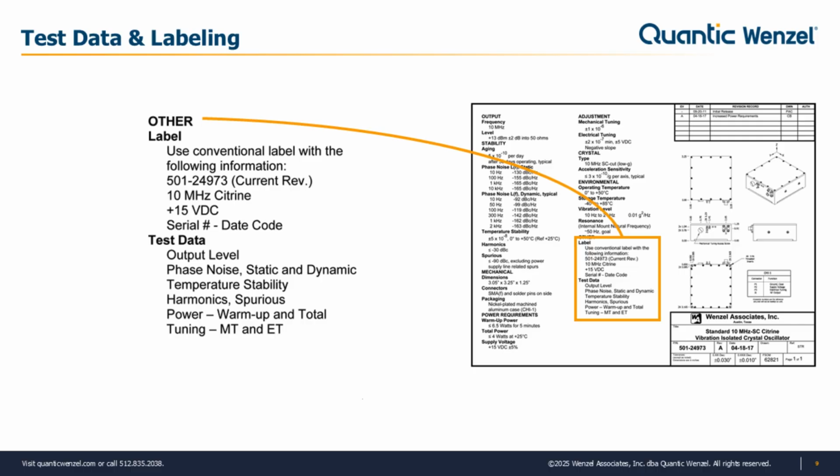Test data defines the measurement data to be delivered with the device. Test data can include output level, static and dynamic phase noise, harmonic levels, spurious signal levels, power consumption during warm-up and when settled in a room temperature environment, and output frequency tuning ranges.